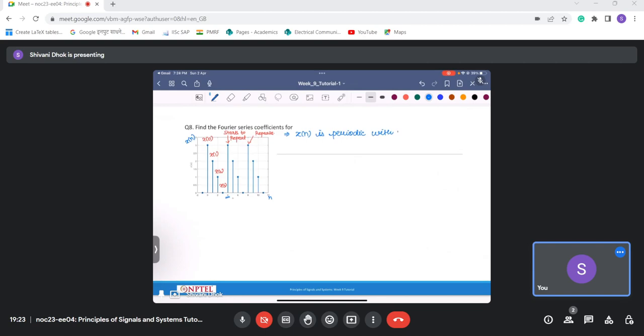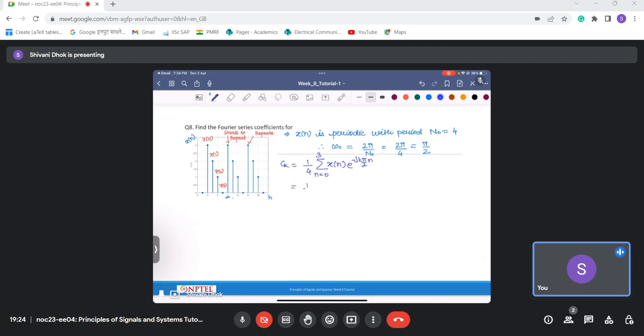with period n naught equal to 4, and therefore the fundamental angular frequency omega naught is equal to 2 pi by n naught, which is equal to 2 pi by 4, which comes out to be pi by 2. Okay, now let us try to find out the Fourier series coefficients. So what we have is ck is equal to 1 over n naught, which is 1 by 4, summation n running from 0 to n naught minus 1, which is 4 minus 1, which is equal to 3, summation of xn into e power minus jk omega naught, which is pi by 2, into n.